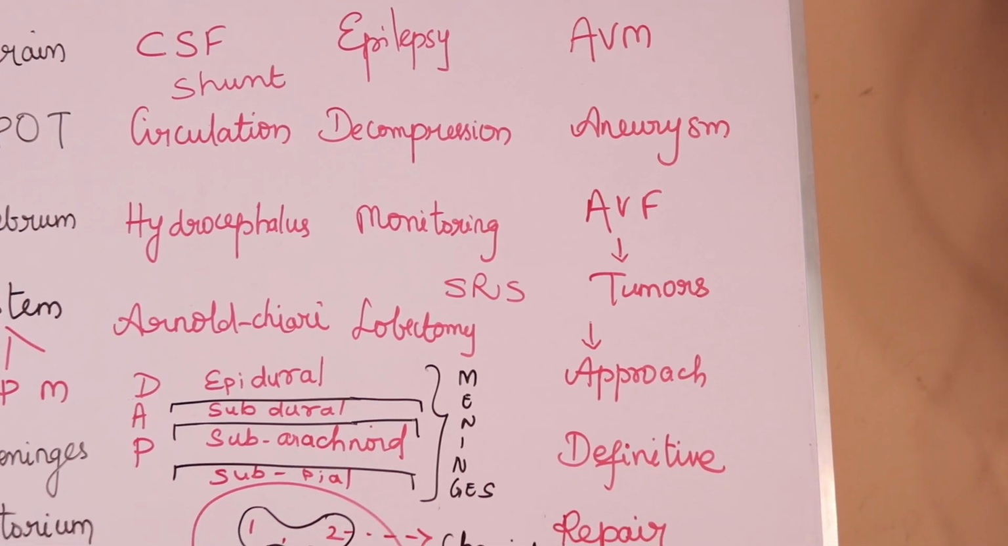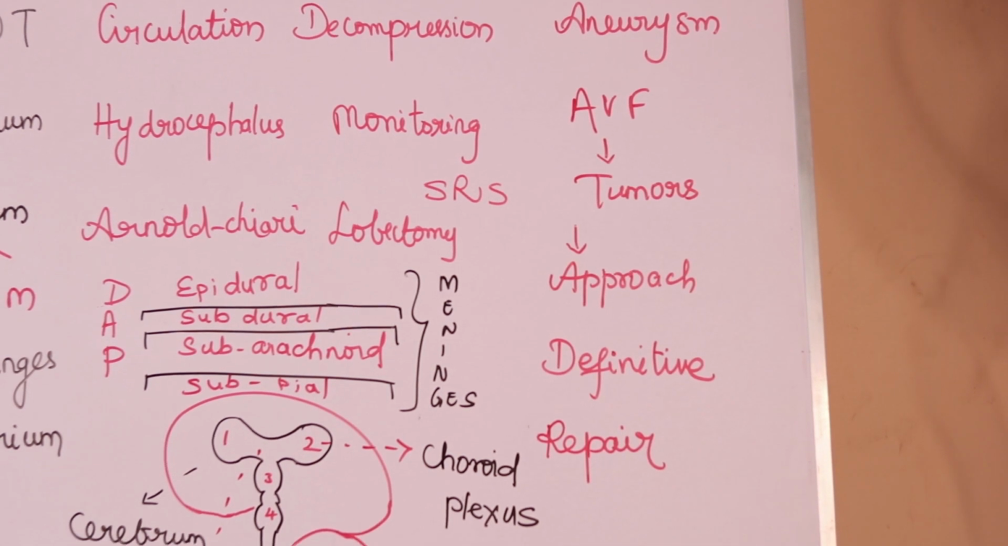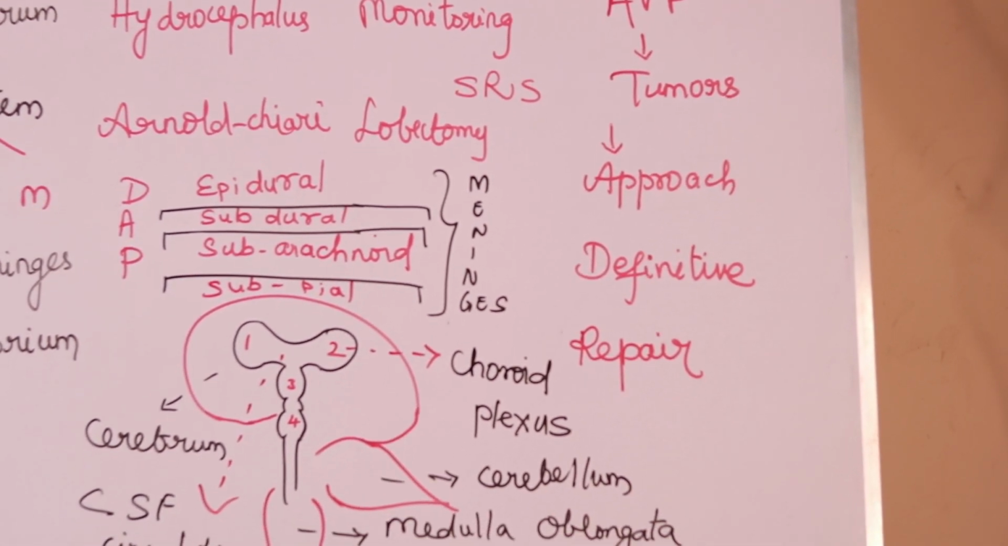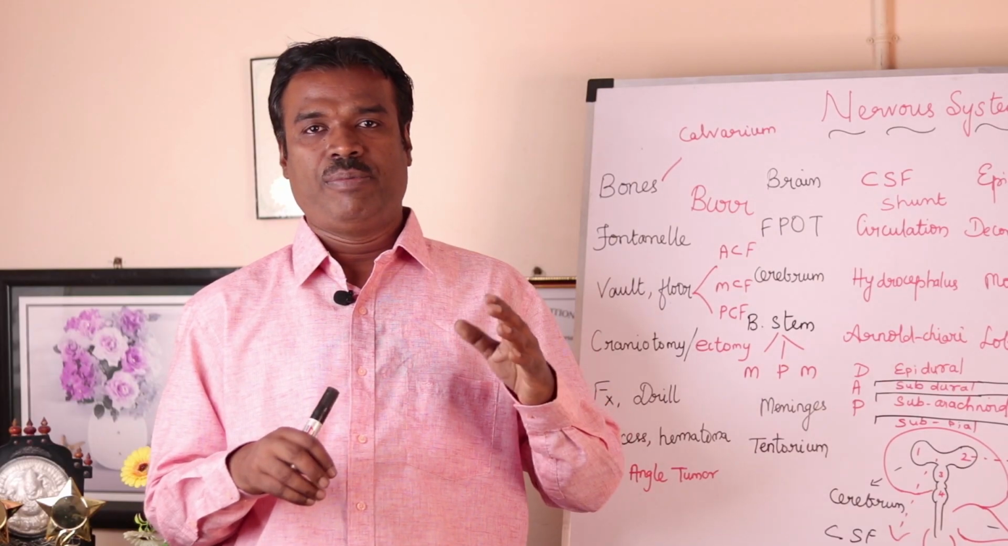Apart from these pathological conditions, we have some congenital conditions and acquired conditions in the brain. So we call them AVM, or the arterio-venous malformation. So what do you mean by an AVM?